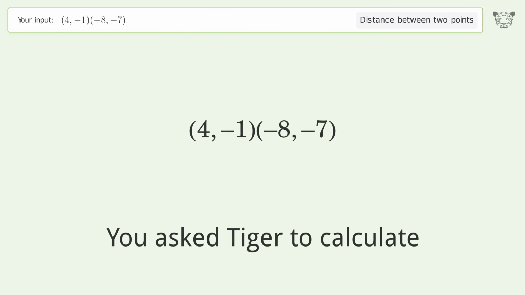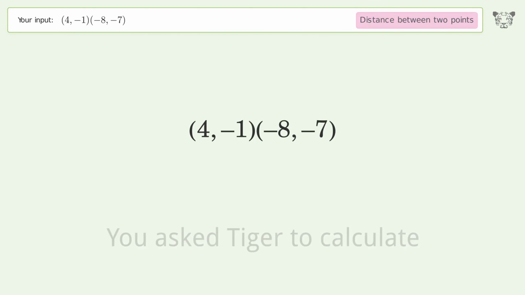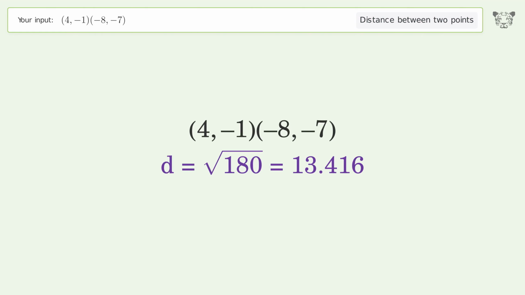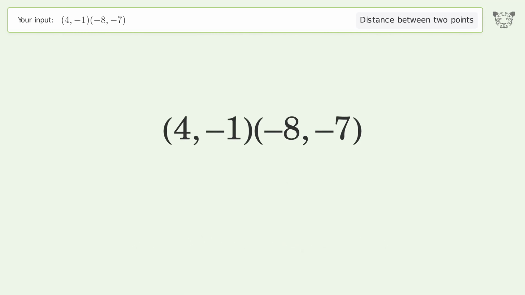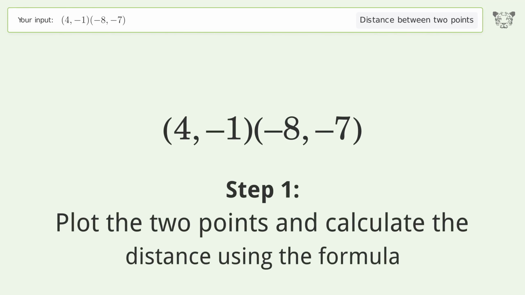You ask Tiger to calculate the distance between 2 points. The distance between the 2 points is the square root of 180, or 13.416. Let's solve it step by step. Plot the 2 points and calculate the distance using the formula.